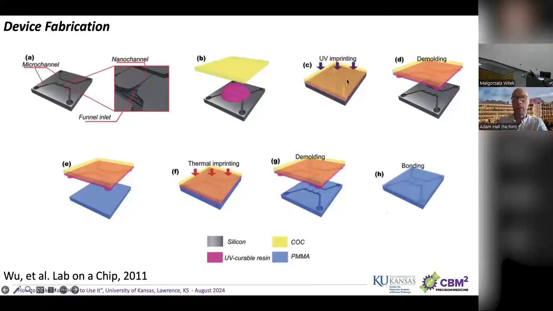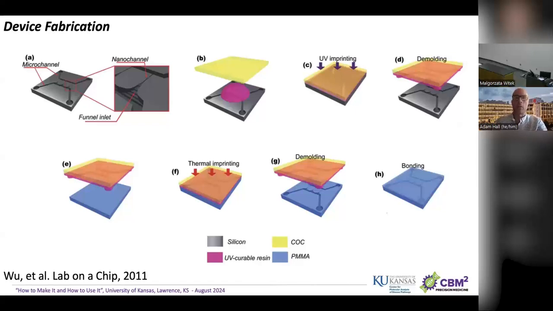You go through the entire imprinting method, demolding, et cetera, and then you take your final product and bond that together with some kind of an over plate that allows you to seal these openings as channels, and then you can use them as the device. So I know you already saw this stuff. I just wanted to start off with something that you have seen before and will look familiar to you.